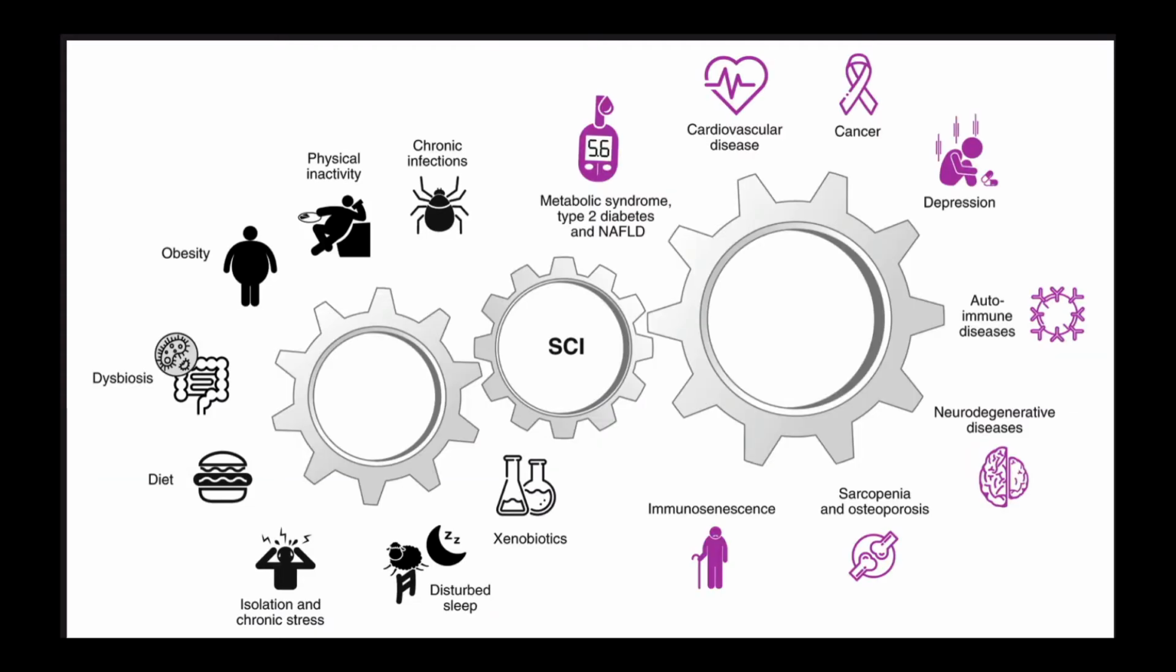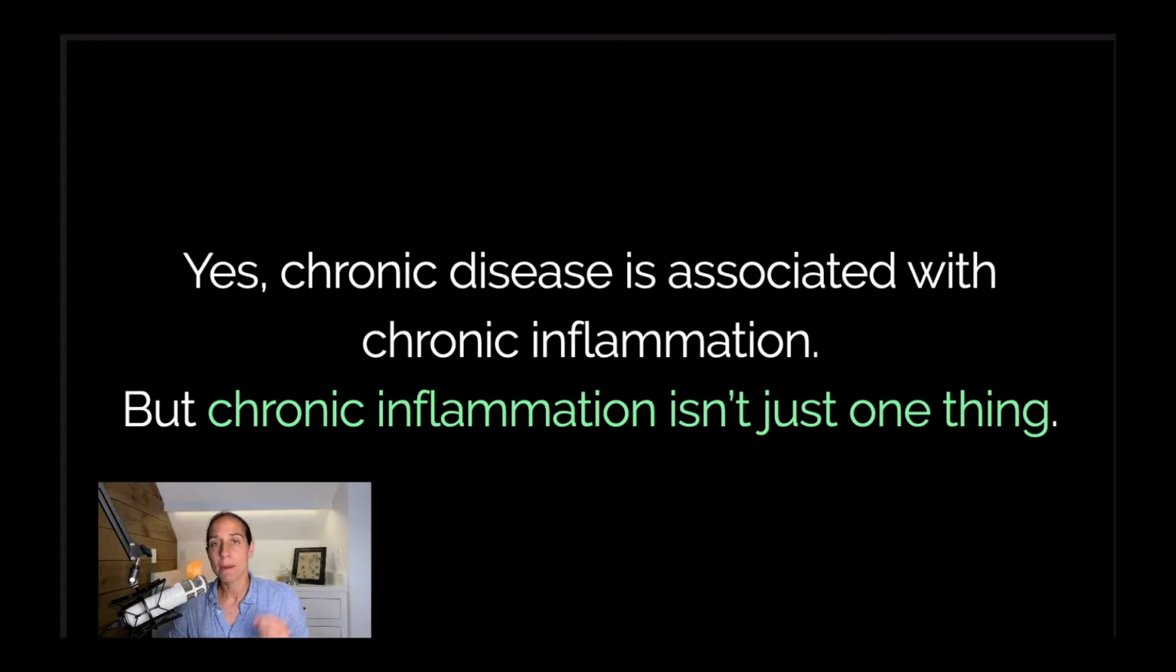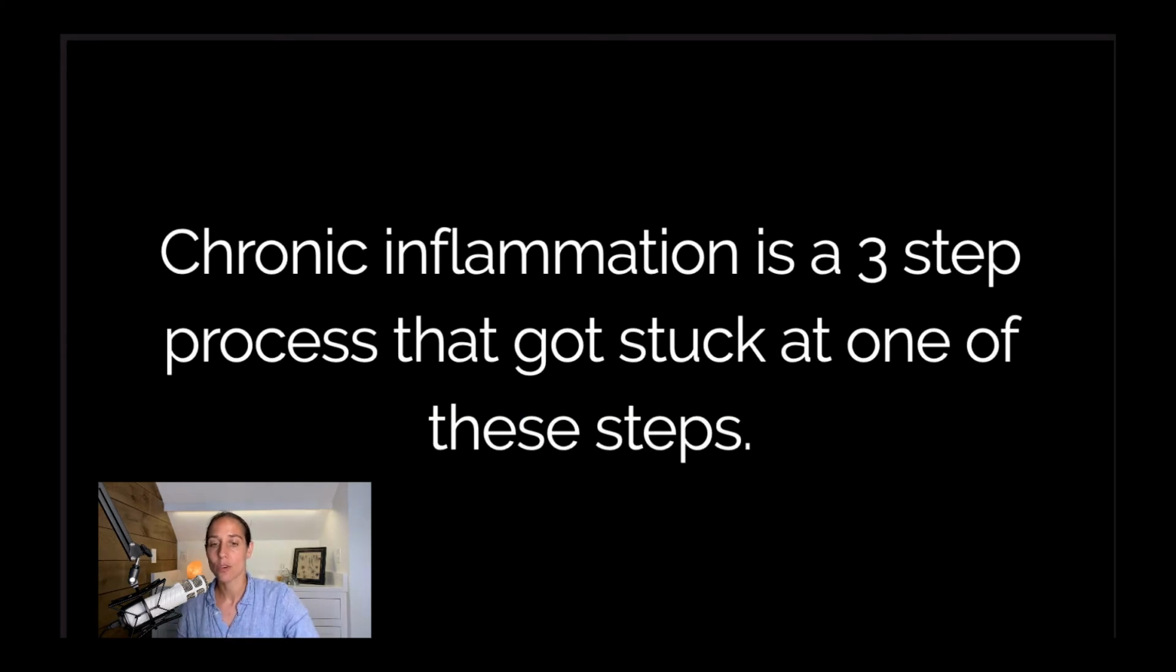And in this graphic from the paper, you can see how they connected different risk factors like chronic infections or physical inactivity through systemic chronic inflammation to these diseases like cancer, depression, and neurodegenerative diseases. The big misunderstanding, though, is that yes, chronic disease is associated with chronic inflammation, but chronic inflammation isn't just one thing. Chronic inflammation is a 3-step process that gets stuck at one of these steps to create chronic illness.